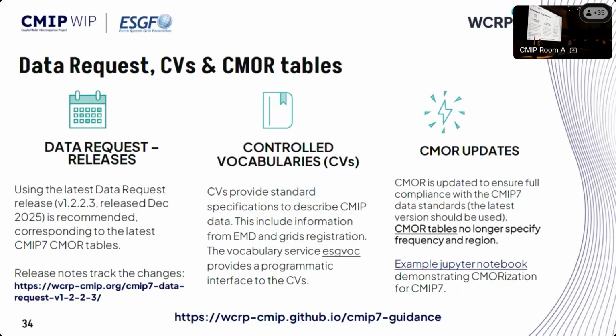Yeah, there has also been an update to the climate model output rewriter that enables it to rewrite data in a CMIP7 compliant format. As James already mentioned, the CMOR tables no longer specify frequency and region, and so the user who applies CMOR has to provide those as input. An example Jupyter notebook that illustrates this is available.